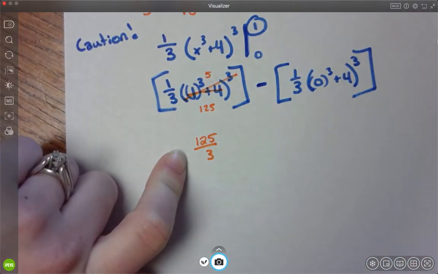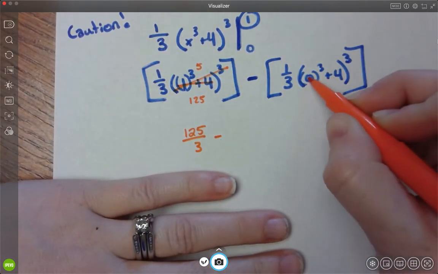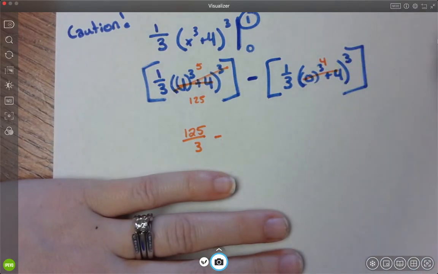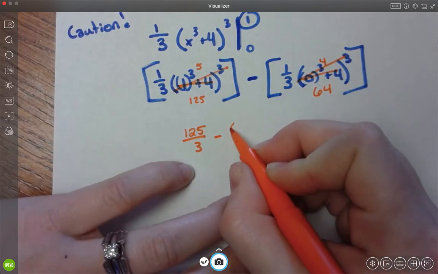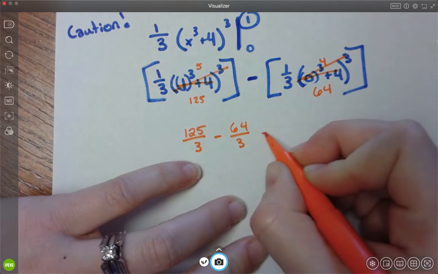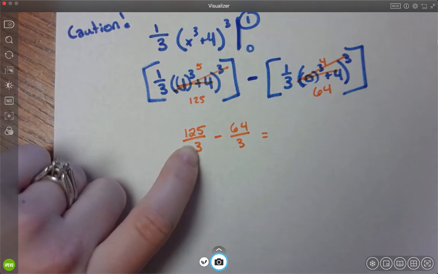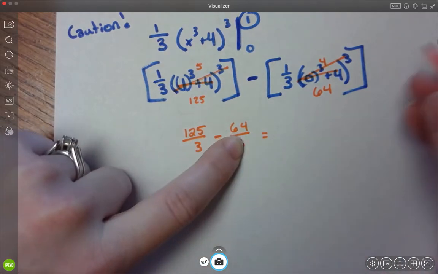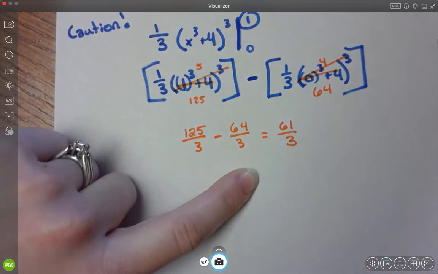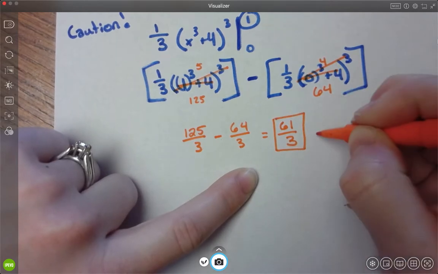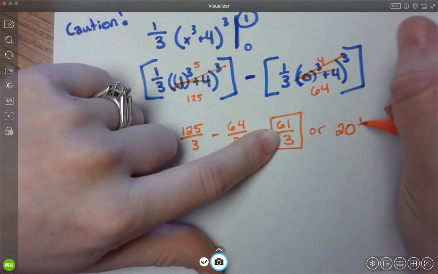Minus 0 cubed plus 4, that's just 4. 4 to the third power is 64, I think, and 1/3 times 64 is just 64 over 3. That comes out nicely because I have a common denominator. 125 over 3 minus 64 over 3, if I just subtract the top numbers, is 61 over 3. I'm just going to leave my answer like that. If you want to switch it, 61 over 3 would be 20 and 1/3.